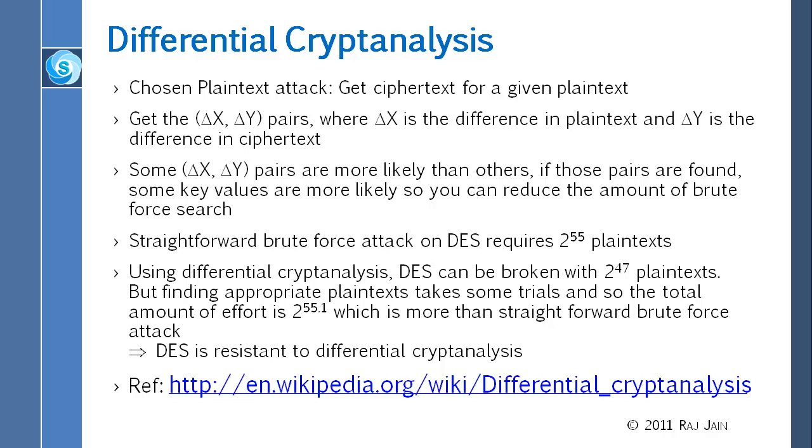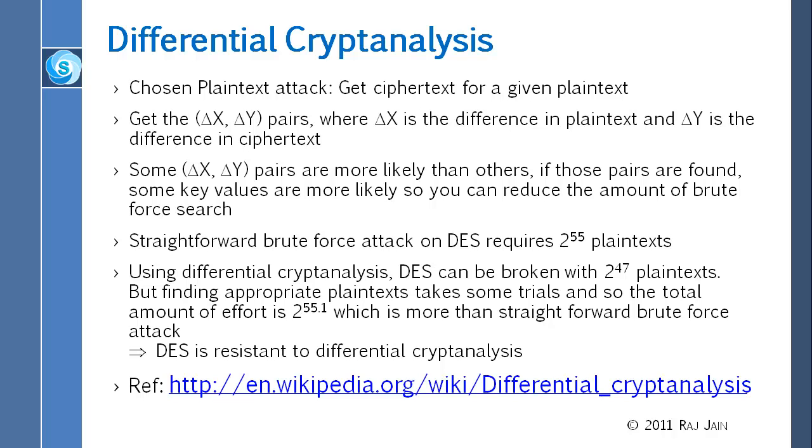All right. So based upon the statistical distribution of delta x, delta y, they can reduce the search space to a lower number. They can reduce it all the way to 2 raised to 47. So how many did we get? We got 8 bits less.